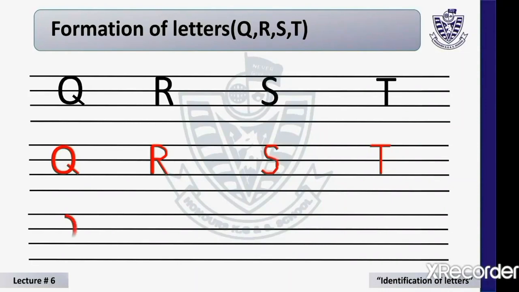Q. Make a circle and small slanting line. It will become Q. Make a straight line, half circle and slipping line. It will become R. Slanting line with curve. Again slanting line with curve. It will become S. Make a straight line and small slipping line. It will become T.